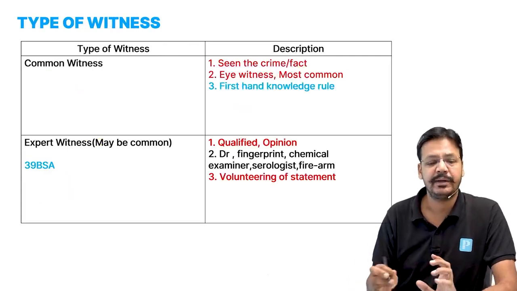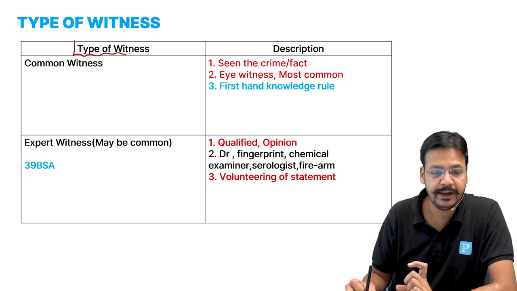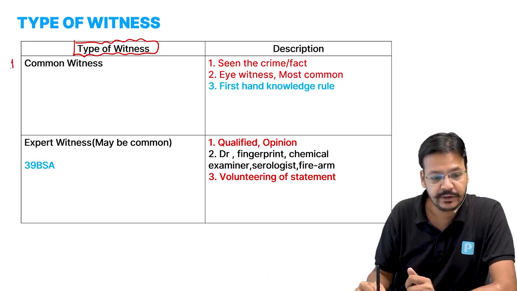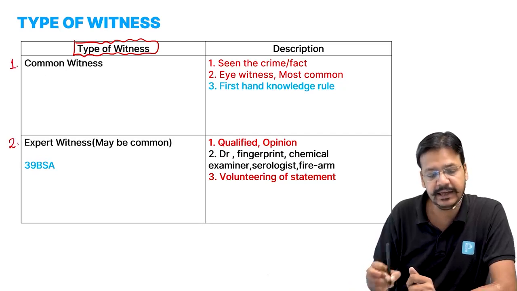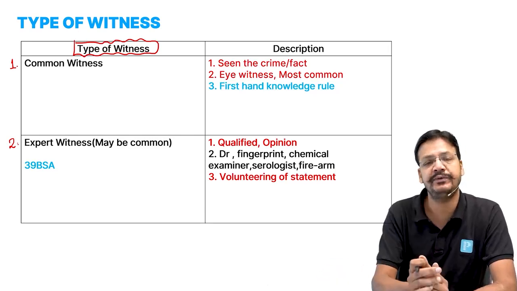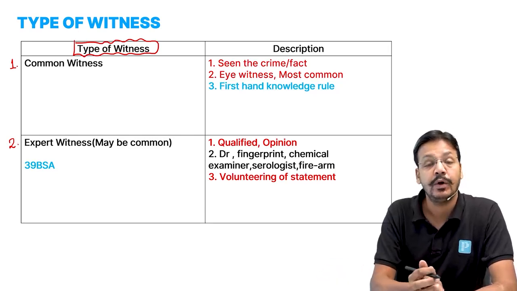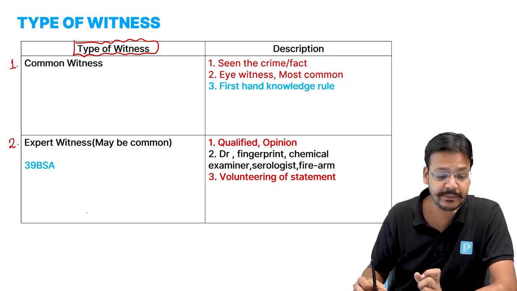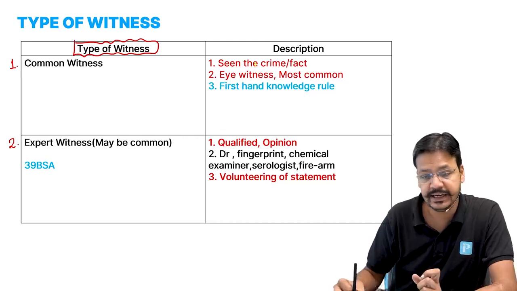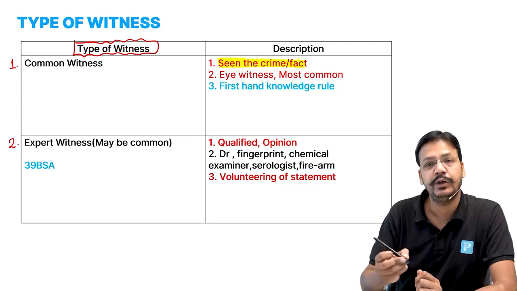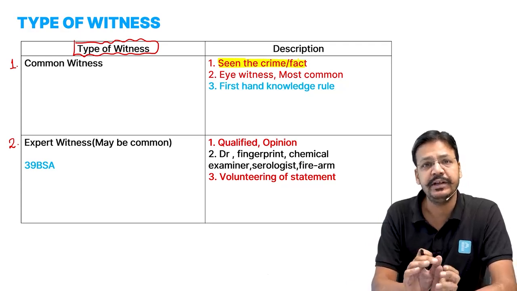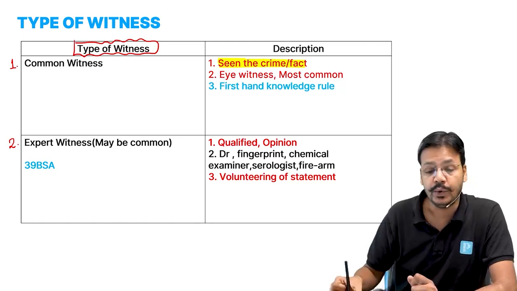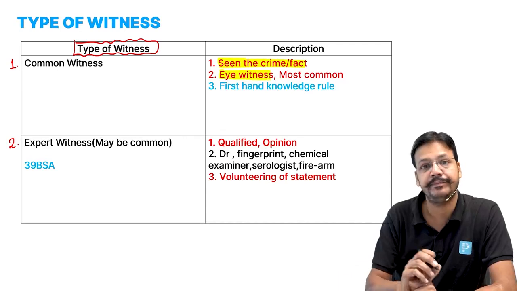Now, sir, I am coming to a very important topic, types of witnesses. The first is common witness and the second is expert witness. Two types of witness we are coming to. Common witness is a layman witness. If you have seen some crime or some fact, you are a common witness. Like if you have seen murder, if you have seen rape, you are a common witness. And that's why you are known as an eyewitness.